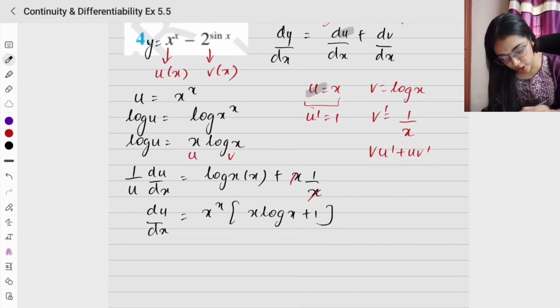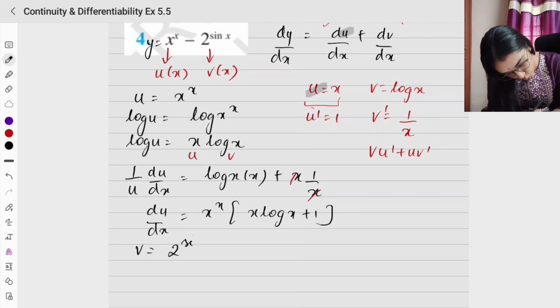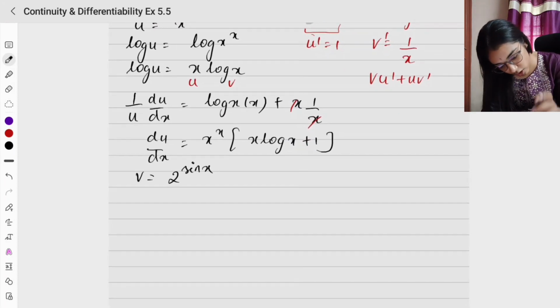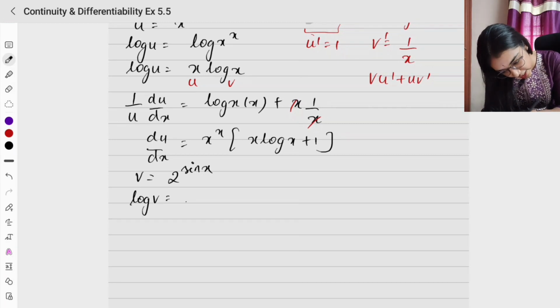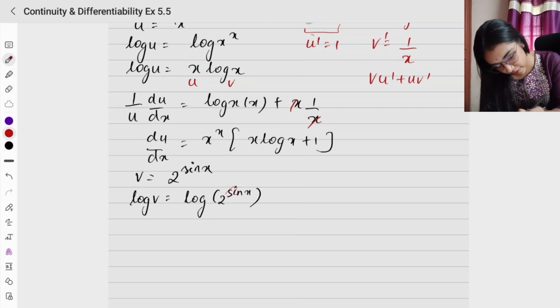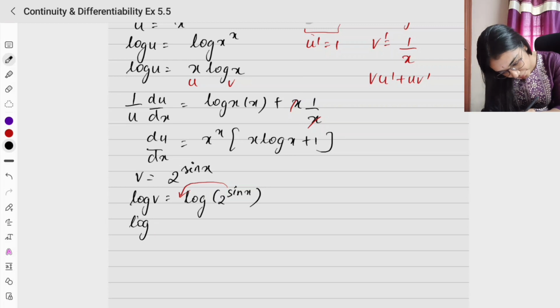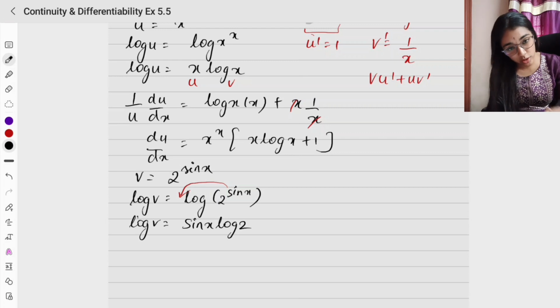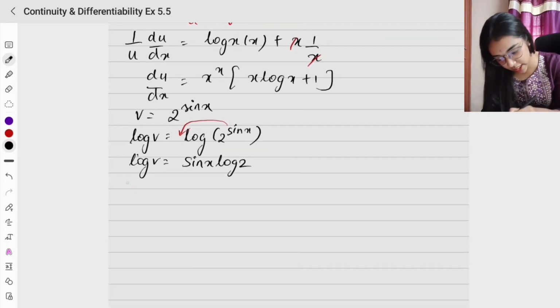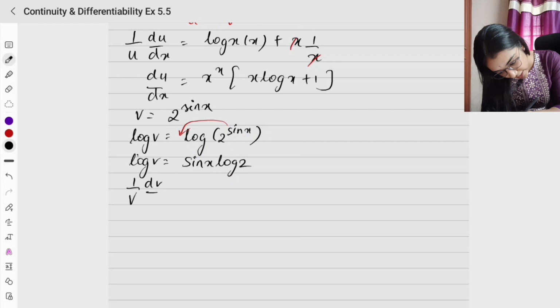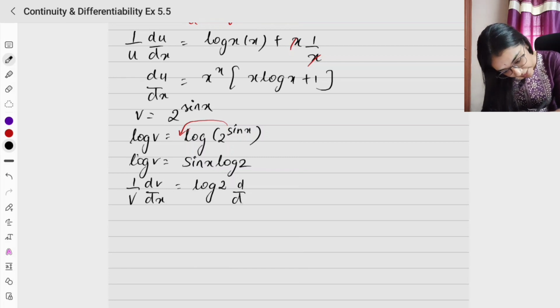But dv by dx, what is my v? V is going to be 2 to the power sin x. Taking log on both sides, log v equals log of 2 to the power sin x. The power comes down, sin x is in the power, so the power comes down. So I have log v equals sin x times log 2. Log 2 is a constant, so in this place there is no uv dash, vu dash. So I have 1 by v times dv by dx equals log 2 times d by dx of sin x. D by dx of sin x is simply cos x.